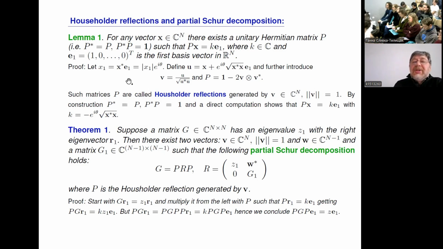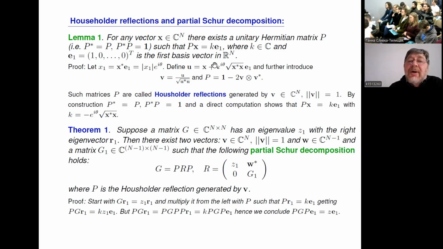So this is easy to prove. The proof goes like the following. Let us take our x and consider its projection on this basis vector, so it's basically the first component of this, and we write it, it's a complex number, so we write it in terms of its modulus and its argument.